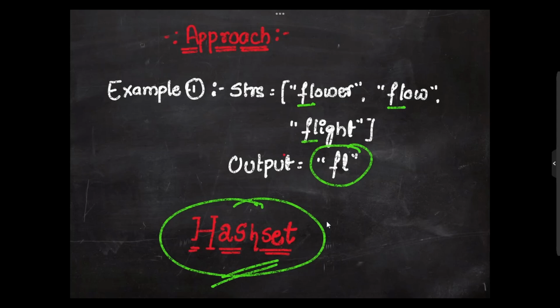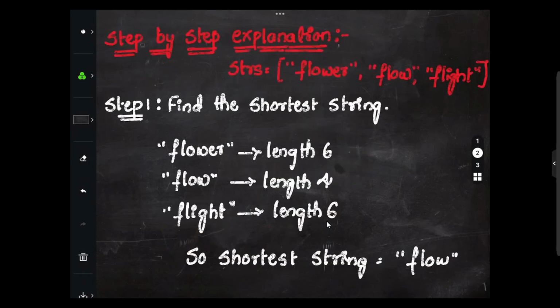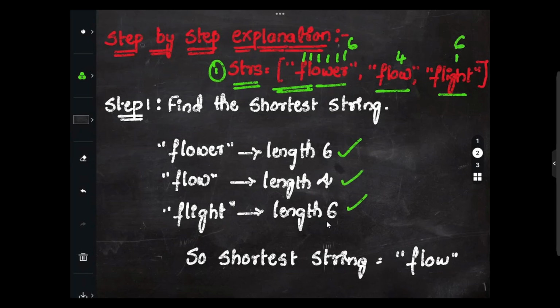Let's go with the step-by-step explanation, using the same first example. The first step is to find the shortest string among the given strings. We have flower, flow, and flight. You can count the characters: flower has length 6, flow has length 4, and flight has length 6.